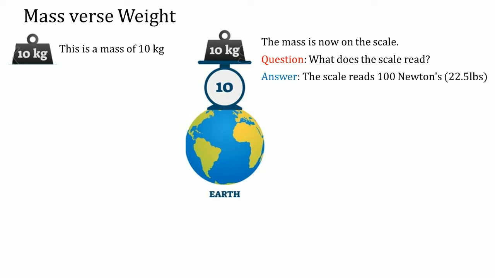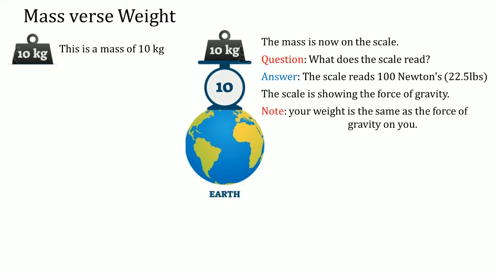The scale would actually read 100 newtons or 22.5 pounds. It does not read 10 kilograms. It reads 100 newtons or 22.5 pounds. The scale is actually showing the force of gravity that the 10 kilogram object experiences. Note, your weight is the same thing as the force of gravity on you. So the 100 Newton is actually the force of gravity that the object feels that is shown on the scale.